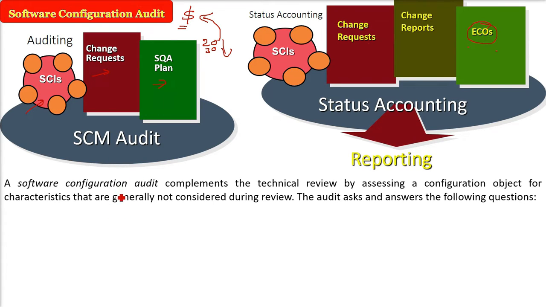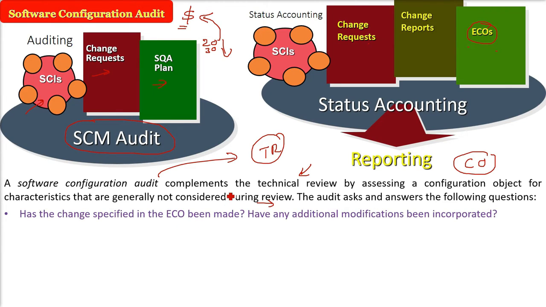A software configuration audit complements the technical review, because it tries to assess a configuration object for characteristics and attributes that are generally not considered during review. I'm not saying they are never considered, but sometimes they are not, because technical reviews and other kinds of reviews are entirely different from the software configuration audit. The audit asks and answers certain questions, and these questions need to be addressed in the SCA, the software configuration audit.